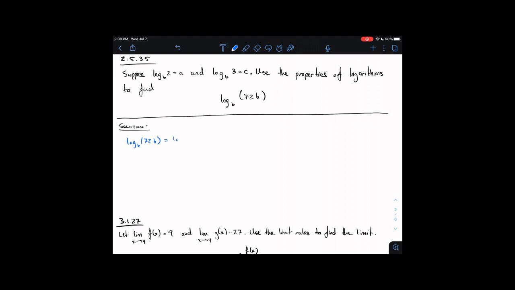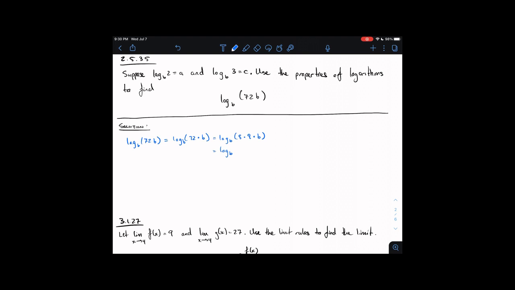Now I notice that this is, so I'm going to break this apart right away. So this is 72 times b, so don't forget my log base b. This is 8 times 9 times b. So how am I going to write that? Let's write that like this. So I haven't done anything yet, right? I've just rewritten what's inside a little bit differently.